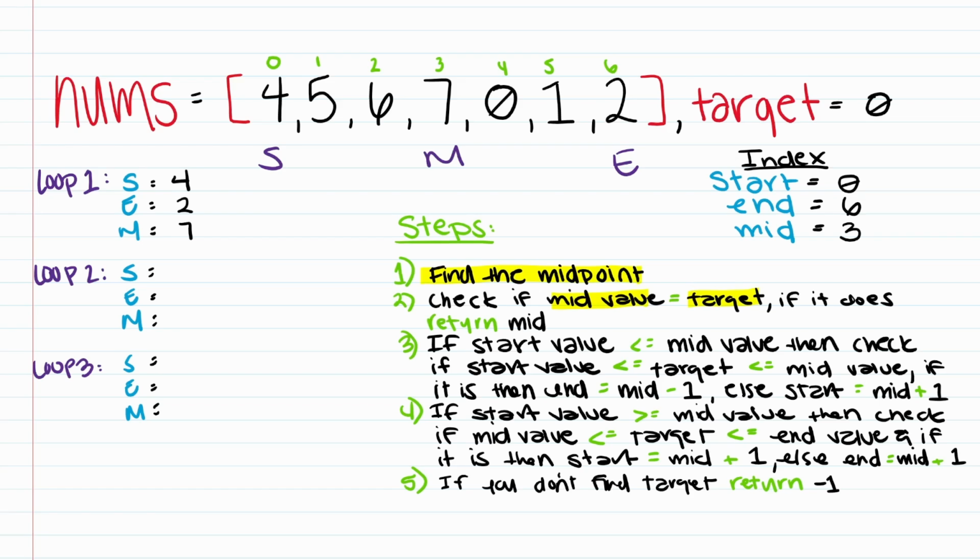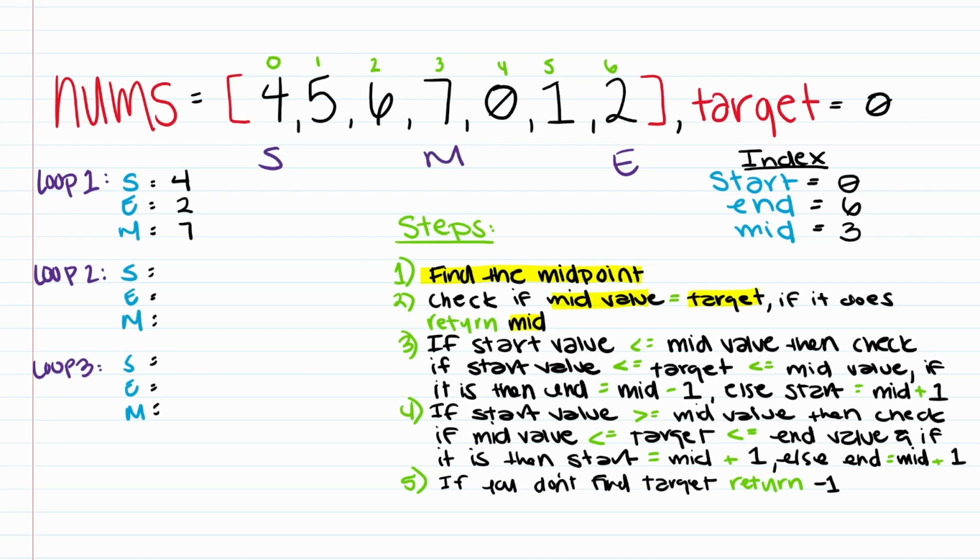And if it does, we're going to return mid. But as we can see, our target is 0. So 7 is not our target, and that means that we are not done solving yet. And at the end, we will be returning mid. So we're trying to get the mid value to be at our target value.